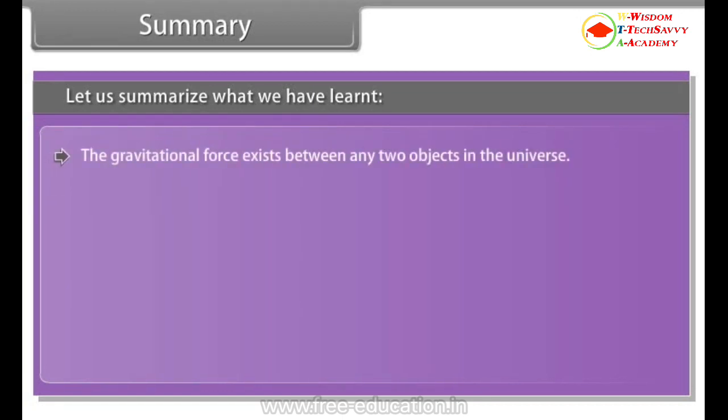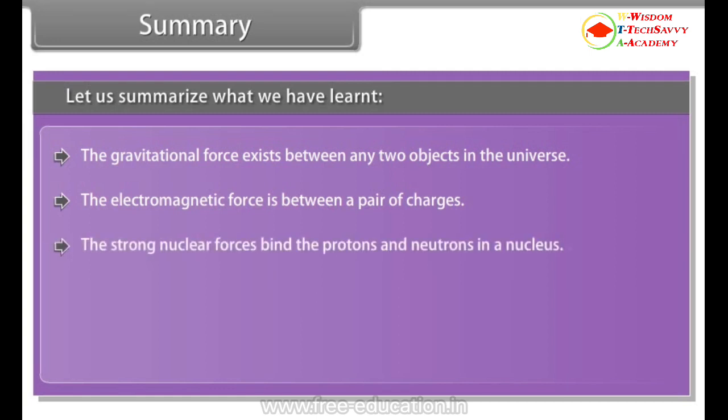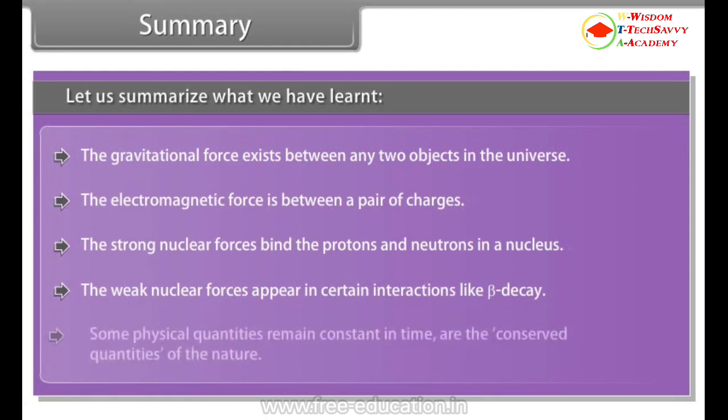The gravitational force exists between any two objects in the universe. The electromagnetic force is between a pair of charges. The strong nuclear forces bind the protons and neutrons in a nucleus. The weak nuclear forces appear in certain interactions like beta decay. Some physical quantities remain constant in time, and are the conserved quantities of nature.